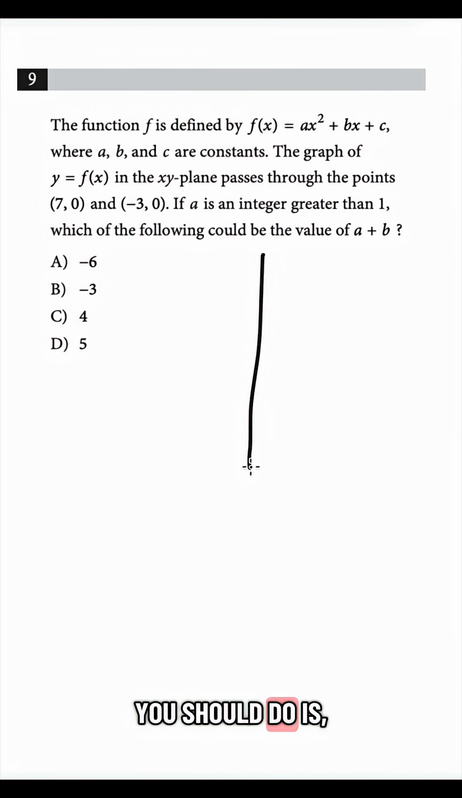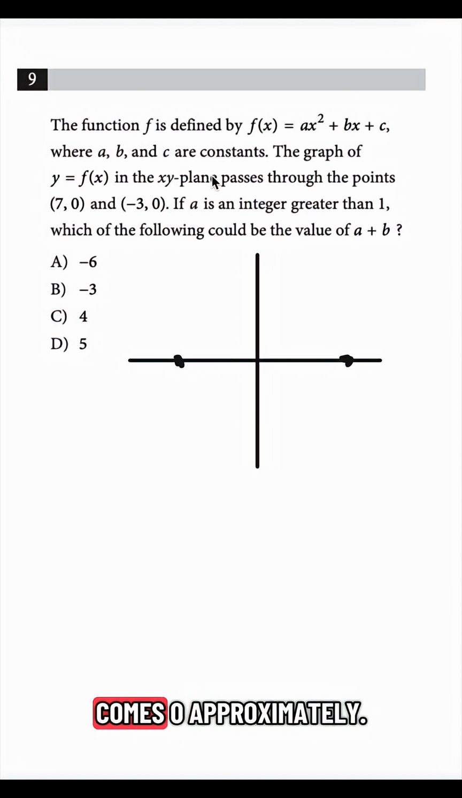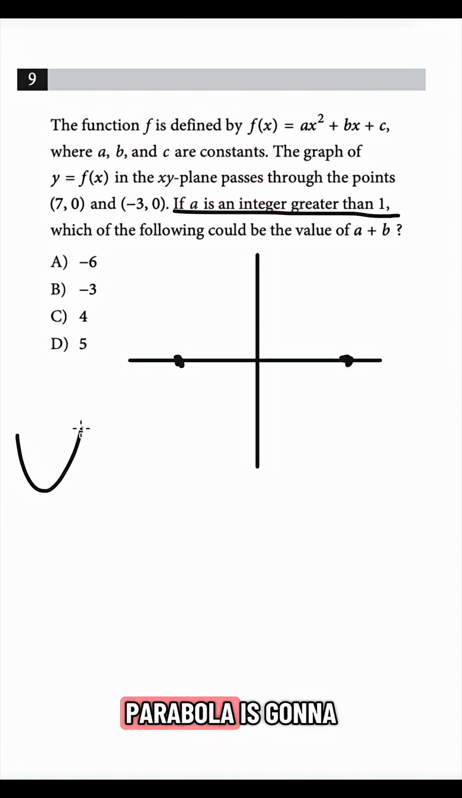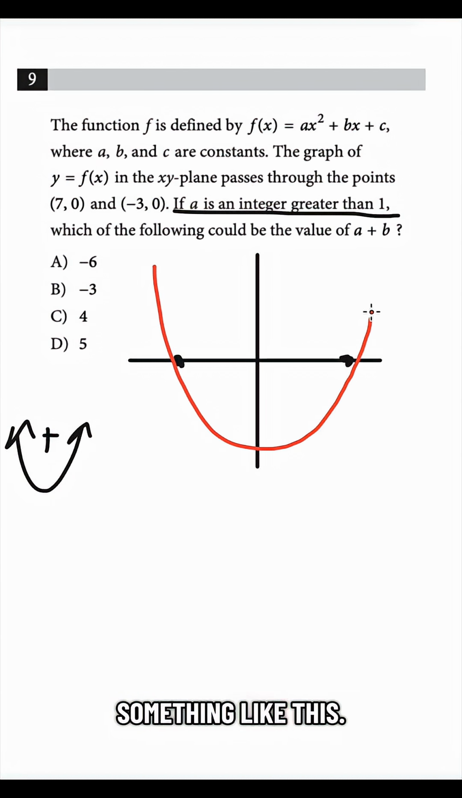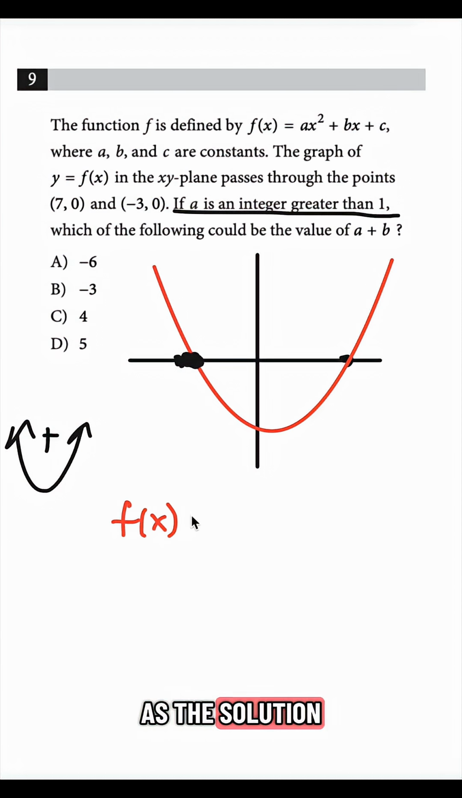So the first thing we should do, if you don't know what's going on, is to just graph these points. So let's call that (7, 0) and (-3, 0) approximately. And because it says a is an integer greater than 1, that means our parabola is going to be upward facing because a is positive. So our parabola is going to look something like this. Close enough. Let's just call this negative 3.